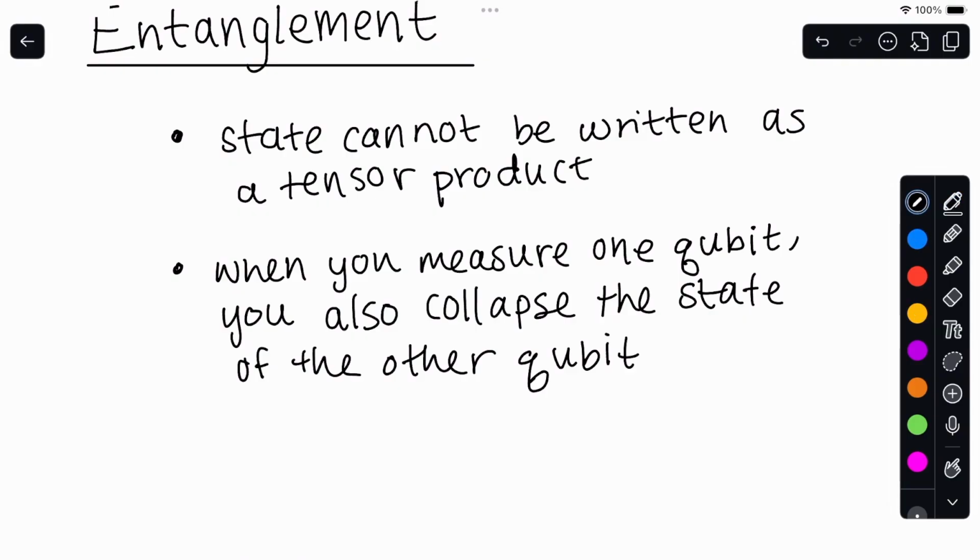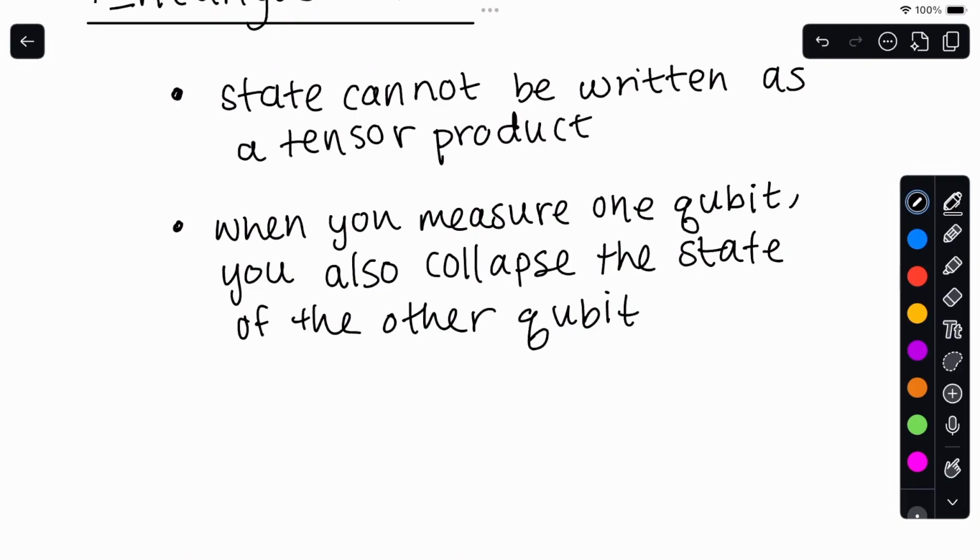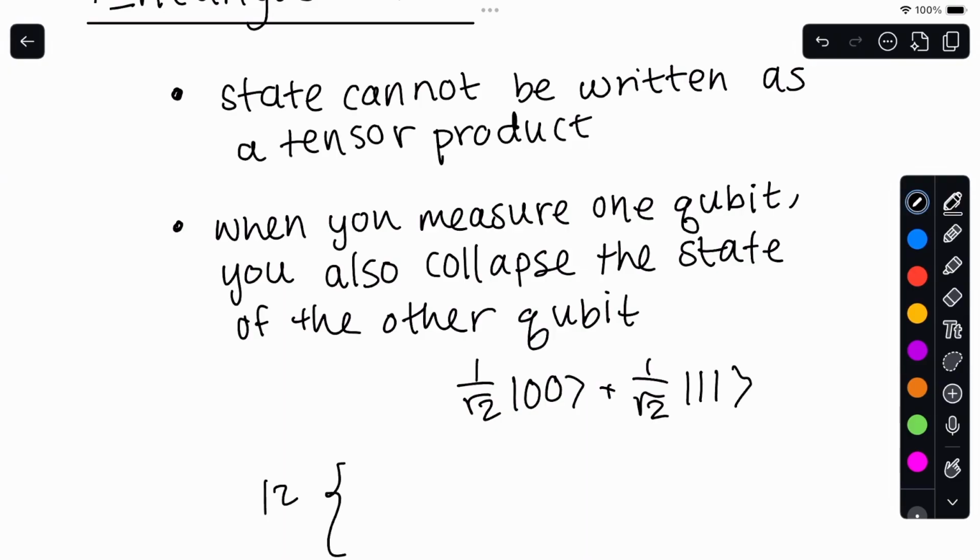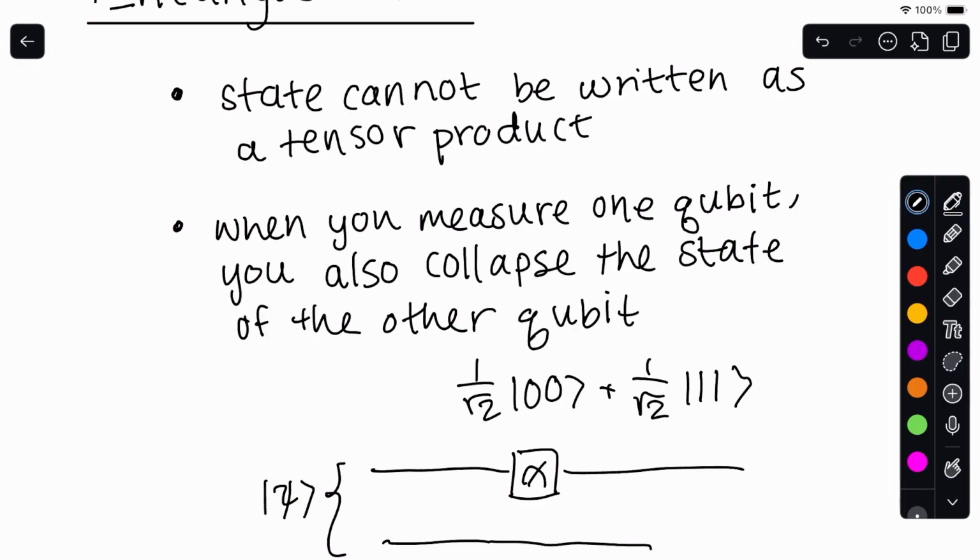Just to write that out more explicitly, if we have the state 1 over root 2, |00> plus 1 over root 2, |11>, and we have our state psi. This is how we normally draw quantum circuits. We can apply a measurement to one of the qubits. And let's say the measurement outcome from this is 1. Then when we measure the other qubit later, we're also going to get 1.